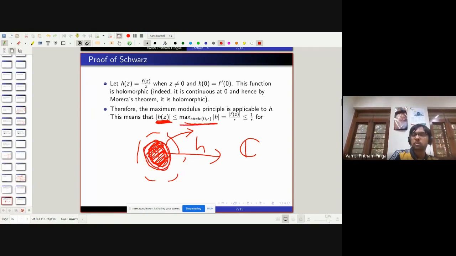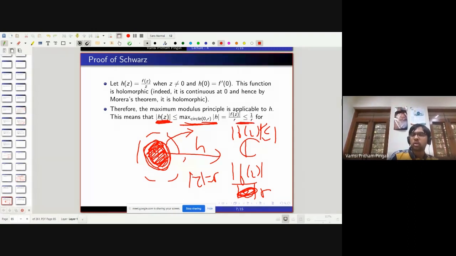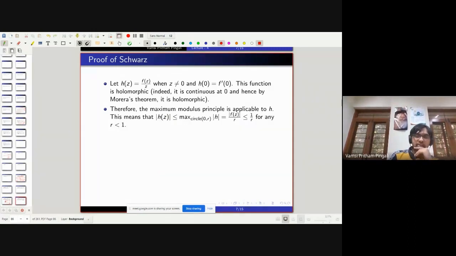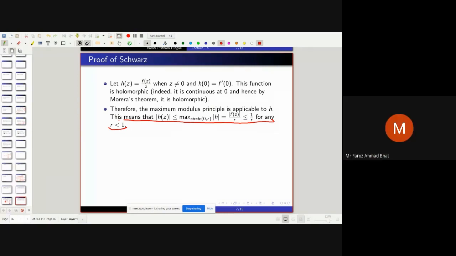And what is the maximum over this circle? It is simply the maximum of mod f of z by mod z over a circle of radius r. And so mod z is equal to r. And mod f of z is less than or equal to 1. So in other words, this is less than or equal to 1 by r for any r less than 1. Is this clear? Okay.